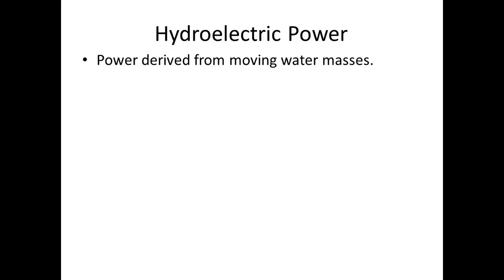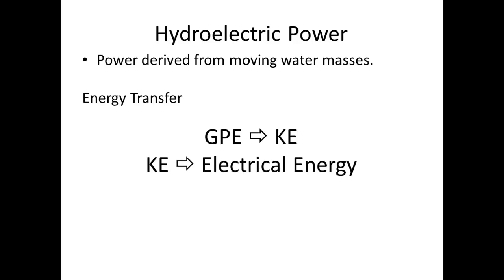Now we need to look at hydroelectric power, or in particular, pump storage systems. Hydroelectric is when power is derived from moving water. The energy transfer is basically from gravitational potential energy, which means that the water is at a certain height. It loses height, and in losing that potential energy gains kinetic energy. Then that kinetic energy is changed into electrical energy by turning a dynamo or a generator.